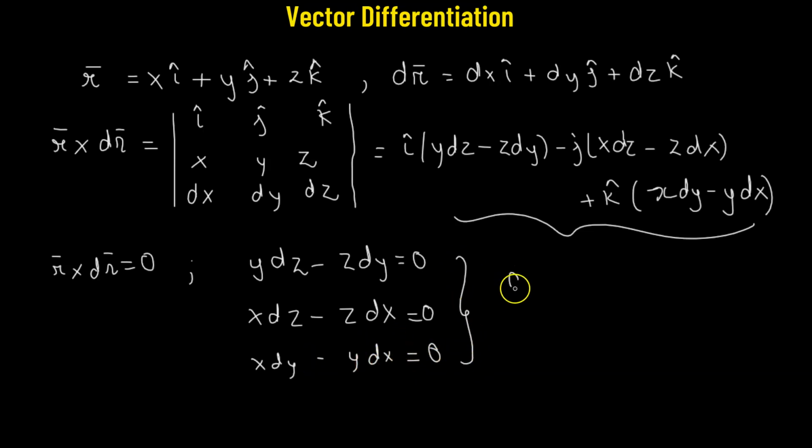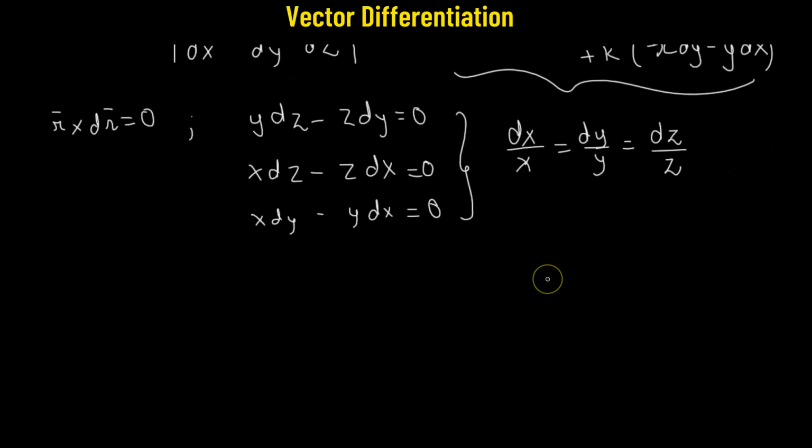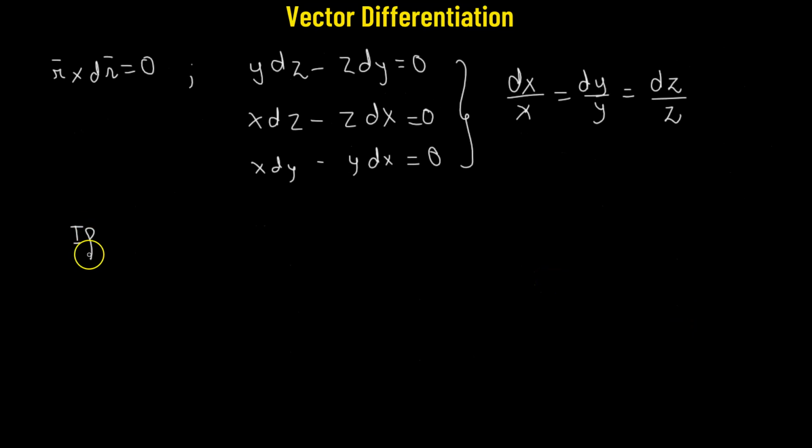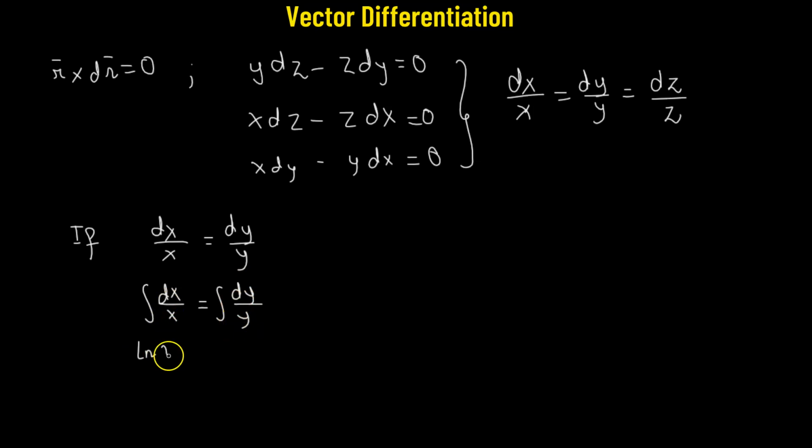So this simply means that we have dx over x equals dy over y, which equals dz over z. But now if we consider dx over x equals dy over y and solve this, we will integrate both sides. So we have integration of dx over x equals integration of dy over y. So integration of dx over x is natural log of x, equals natural log of y, plus the constant of integration, let's call it natural log of c1.